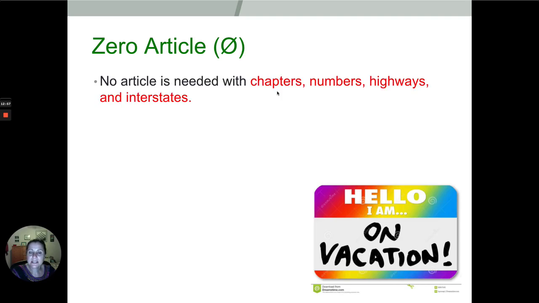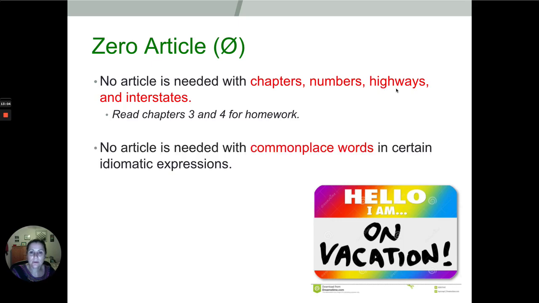No article is needed with chapters, numbers, highways, and interstates, like read chapters 3 and 4, or take the 70 or take I-78 or Highway 78. No article is needed with commonplace words and certain idiomatic expressions, like we say at home, I'm at home, or he's in bed, he's still on vacation. So we have some expressions where we don't need anything.